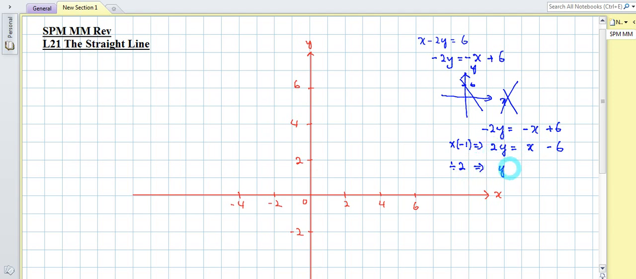Okay, so here it's y, right? So this is 1. 1 divided by 2, you get 1 over 2 x. Negative 6 divided by 2, you get negative 3. Okay, now only we can look at the equation and determine what is the gradient and what is the y-intercept. The straight line should be going upward like this because of positive gradient and cut the y-axis at negative 3. Okay, let's check whether it is correct or not. So draw a table.